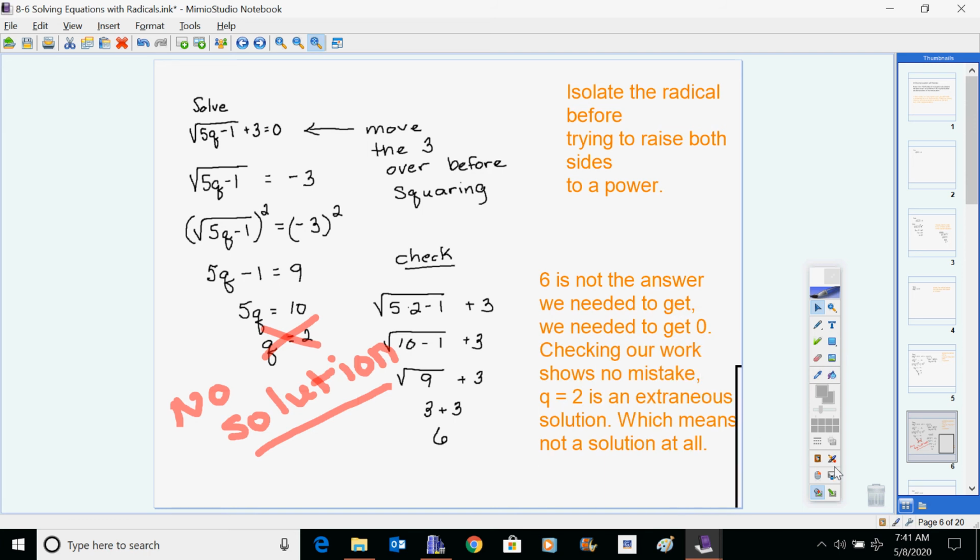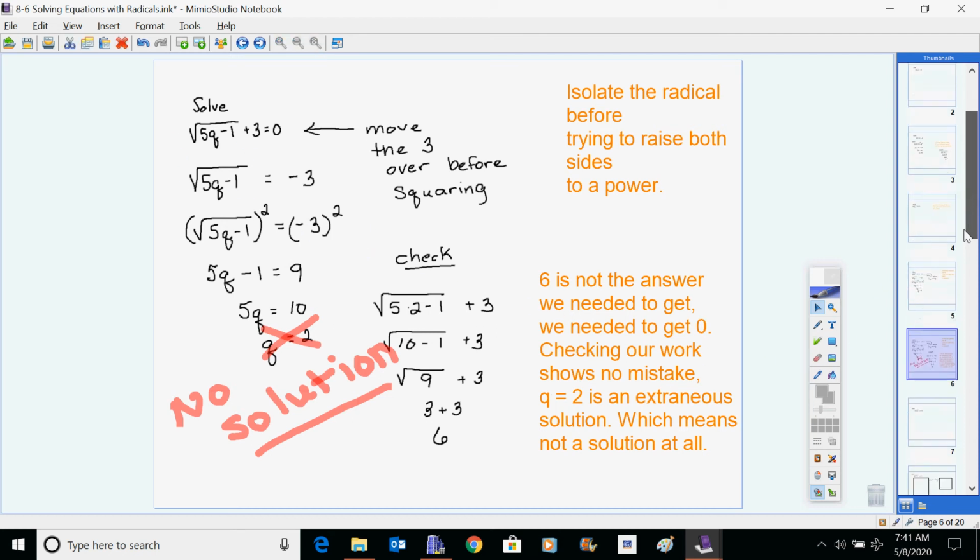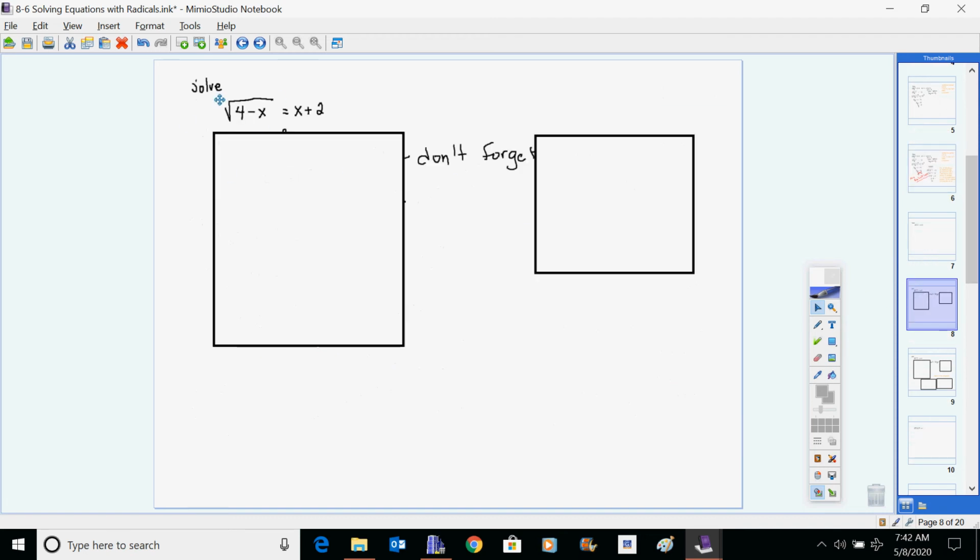So the problem is that in the squaring of both sides back here, it turned a negative into a positive, which made it so that we have a problem and we aren't really getting the answer that we were looking for. Okay, so you do have to plug back in and check for extraneous solutions. Always go back to the original though. All right, let's look at another one.